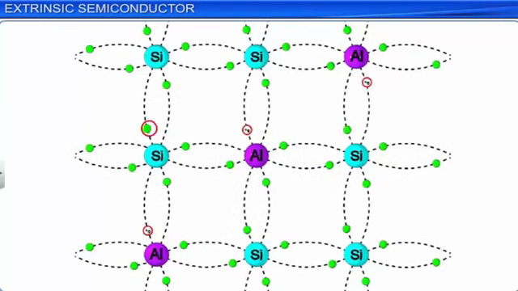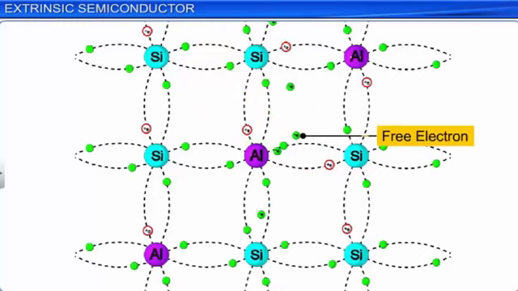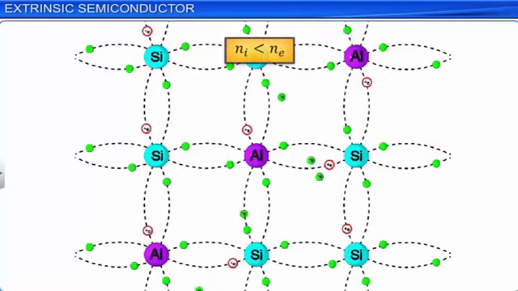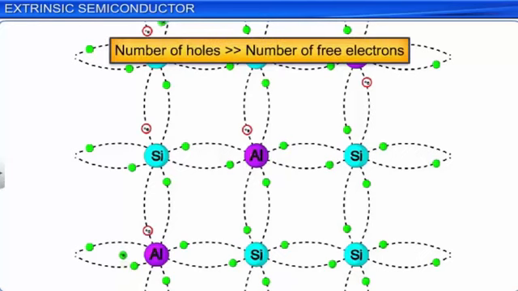At room temperature, some of the electrons break away from their bonds, giving rise to electron-hole pairs. Simultaneously, some of the free electrons recombine with the holes and reduce the number Ni of intrinsically generated electrons to Ne. Thus, the number of holes in a semiconductor doped with a trivalent dopant is much larger than the number of free electrons in it.